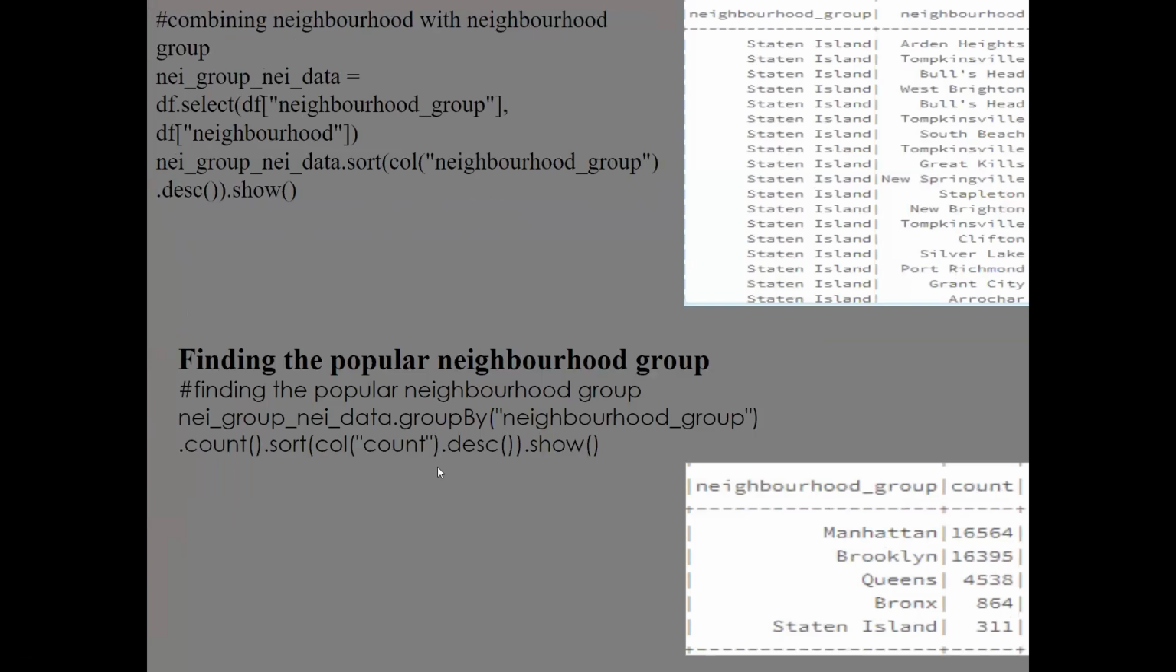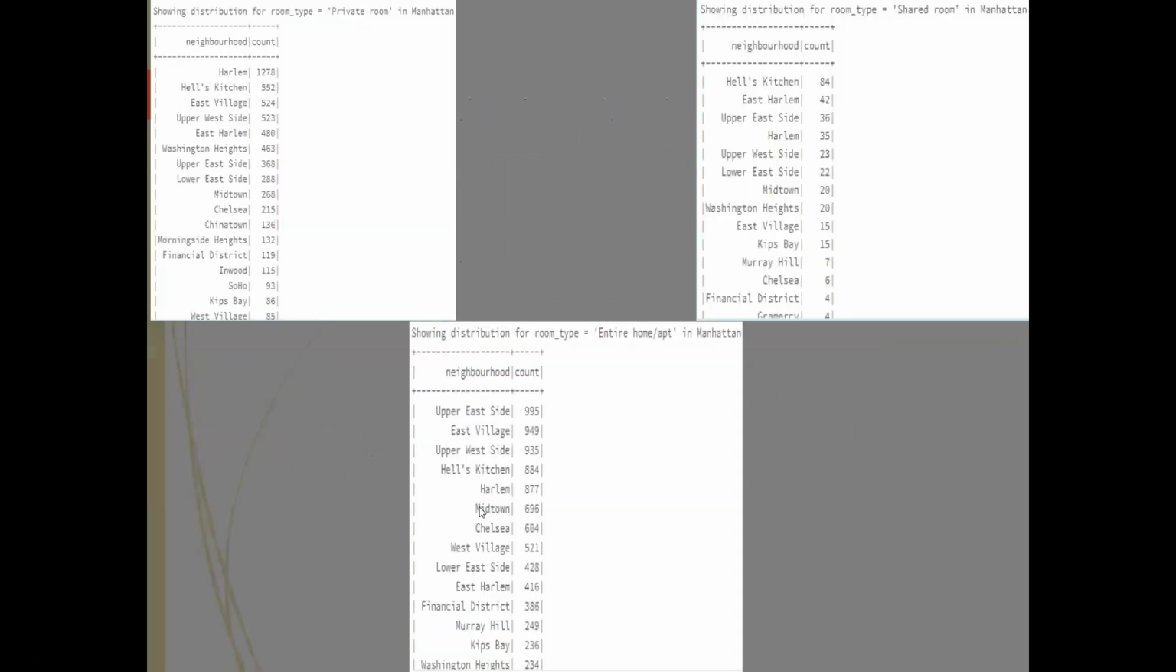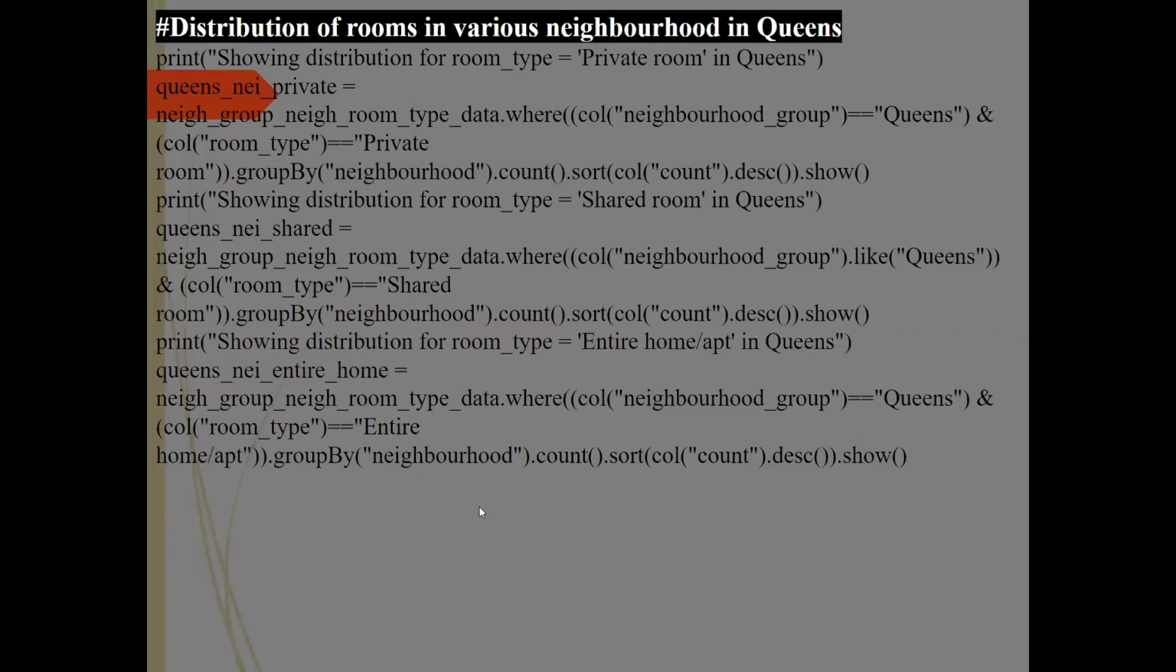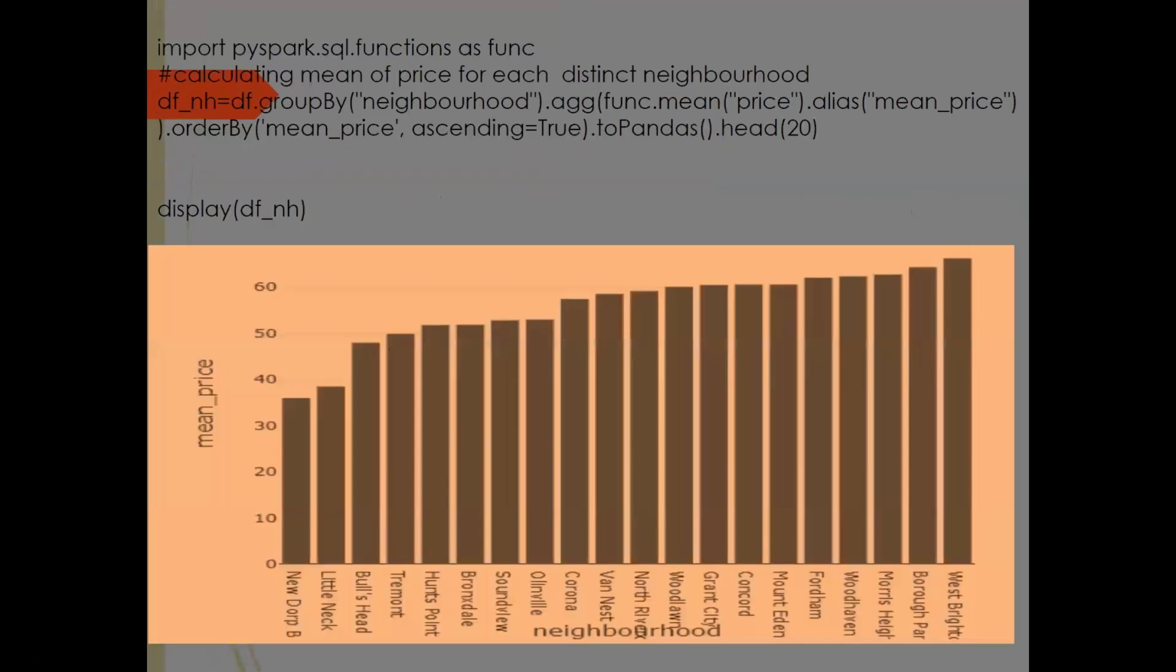Find the popular neighborhood group. So these are the popular neighborhood groups. From the result, Manhattan is the most popular neighborhood group among the people. So this is how we have taken up, combining the neighborhood group and room types. Yeah, so this has been the average price in those places.